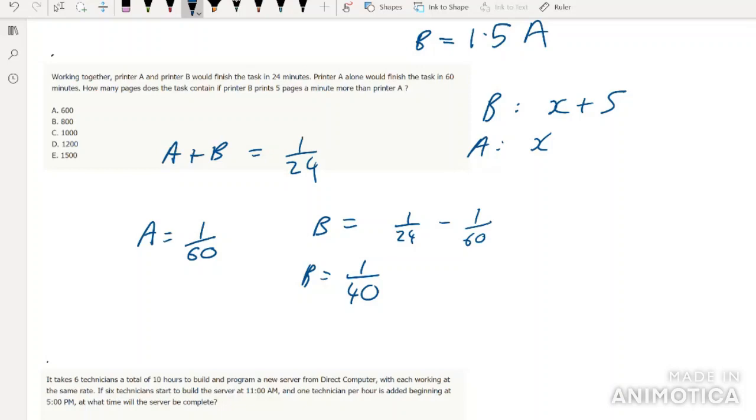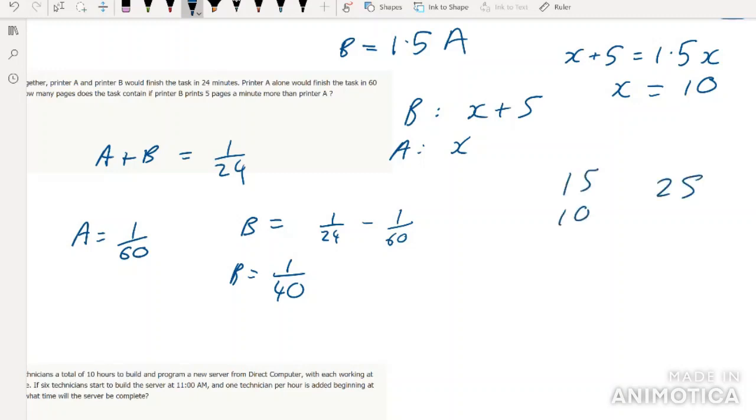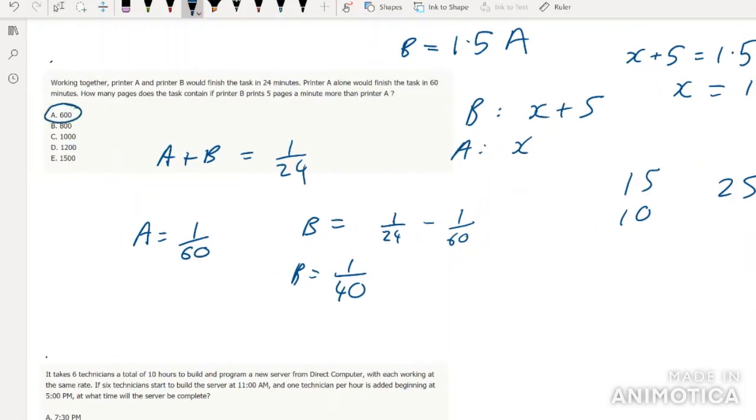And so in 24 minutes, so in other words, X plus 5 is equal to 1.5 times X, because we know B is 1.5 times faster than A. And so X must be 10. Yes, 10. And so therefore, B prints at 15 pages a minute, A prints at 10, so we've got 25 pages a minute, 25 pages in 24 minutes, so we've got 600 pages in total.